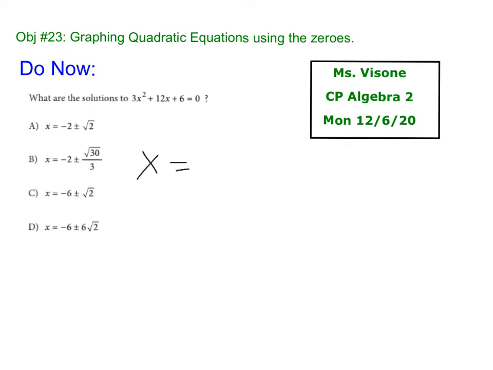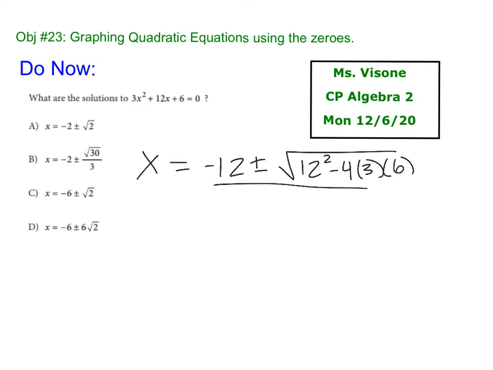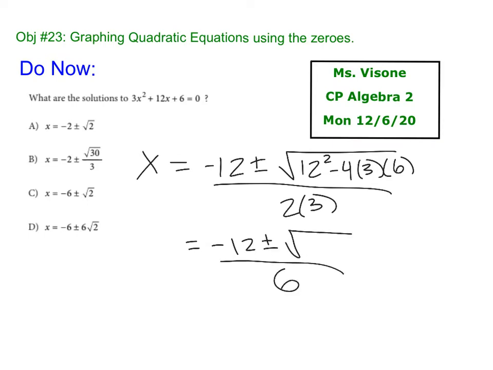So x equals negative b plus or minus the square root of b squared minus 4ac all over 2a. All right, so we get negative 12 plus or minus the square root all over 6. Let's see what we get under that square root. All right, so we get 72. So notice that's not one of the options because we can simplify 72.